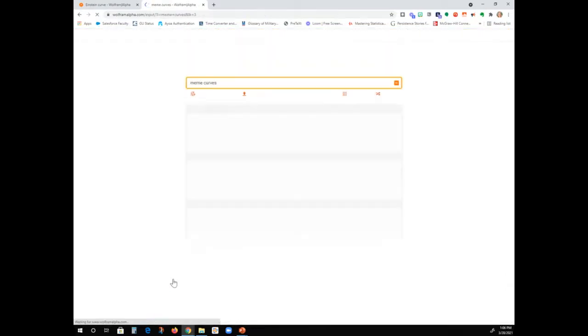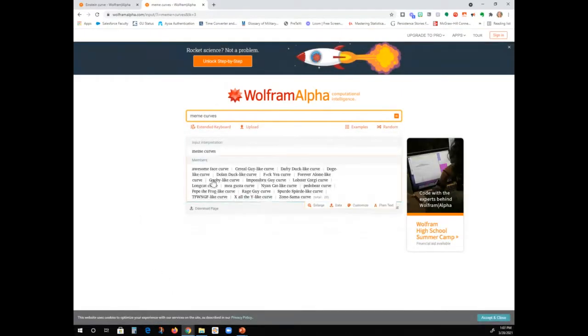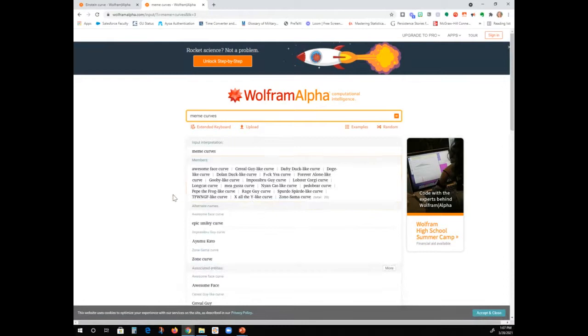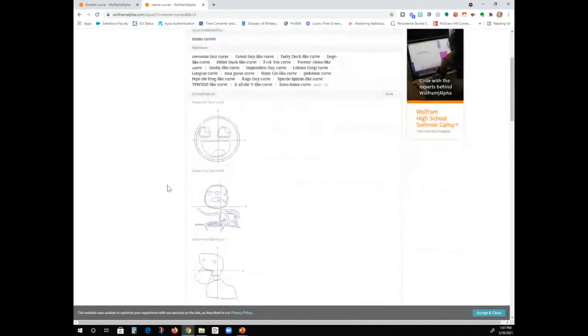Let's just click on mean curves and see what pops up. So they've got all of these different kinds. And these are all parametric equations.